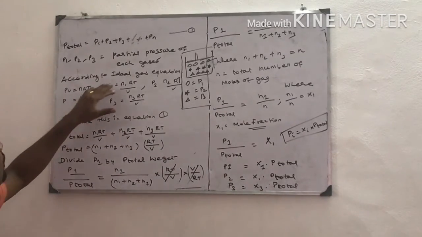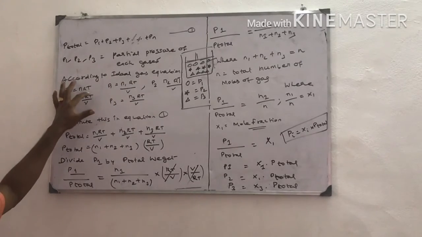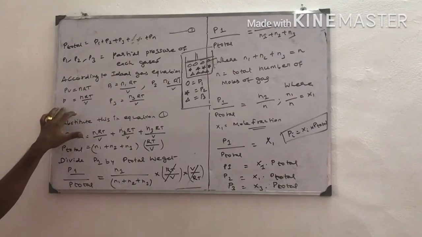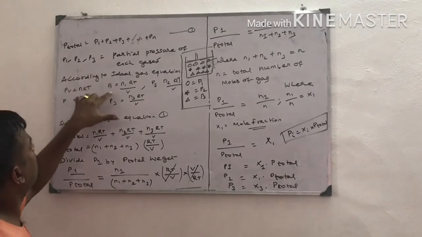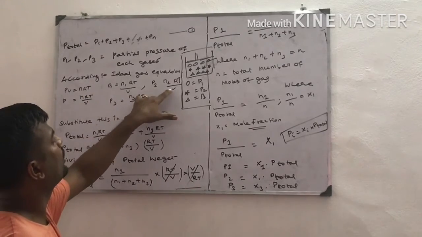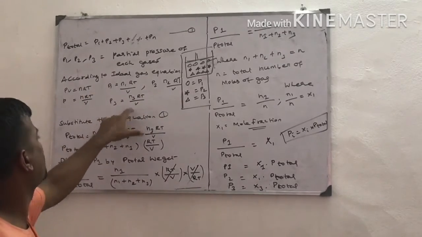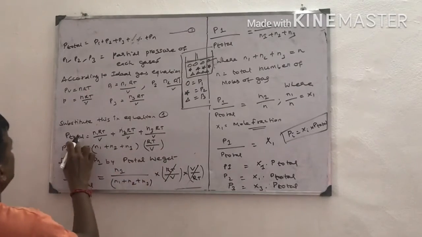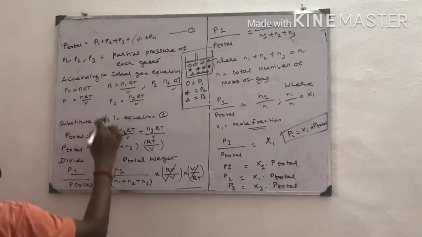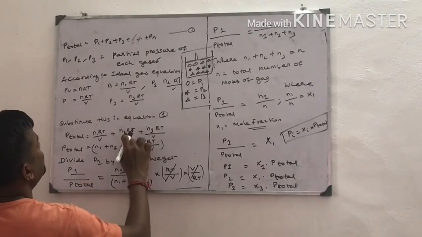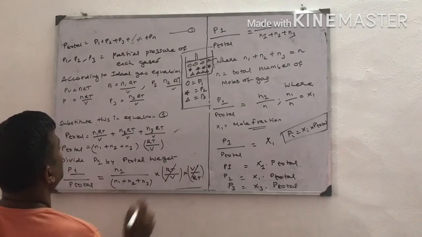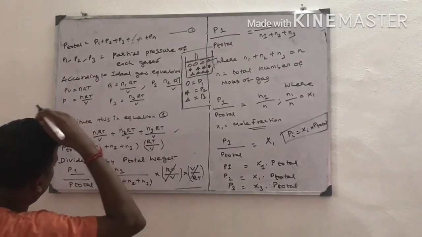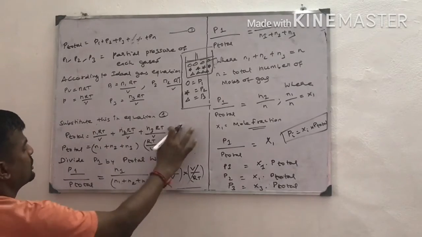Next, according to the ideal gas equation, PV is equal to nRT, so P is equal to nRT by V. For P1, the value is N1 RT by V. P2 is equal to N2 RT by V. P3 is equal to N3 RT by V. Substitute this in equation 1. So P total is equal to, instead of P1 we put this value, instead of P2 put this value, instead of P3 put this value. So you have to rearrange the equation: N1 plus N2 plus N3 into RT by V, because RT by V is common in the 3 terms.